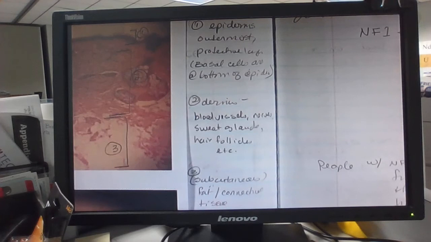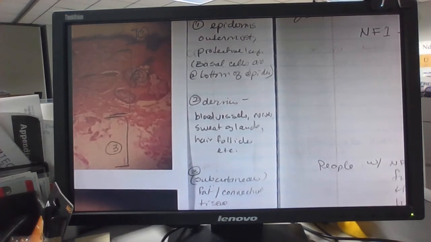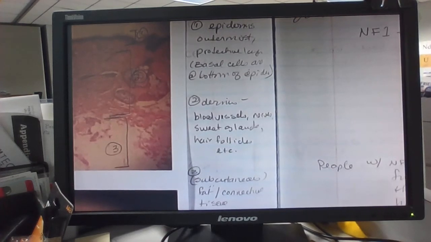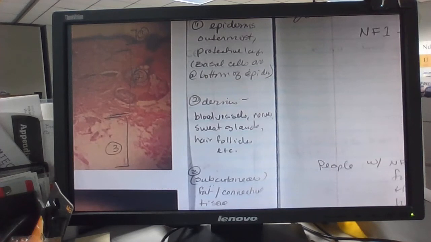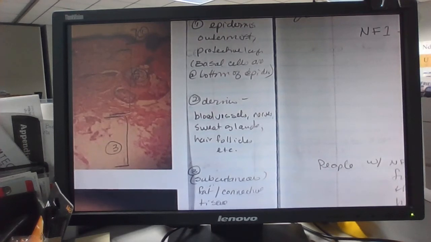Epidermis is the outermost protective layer. Basal cells are at the bottom of the epidermis. Next layer is the dermis. Hair follicles, nerve endings, blood vessels, sweat glands, oil glands. That's where those things can be found. And then the subcutaneous level is the connective tissue level. It's got a lot of adipose tissue.